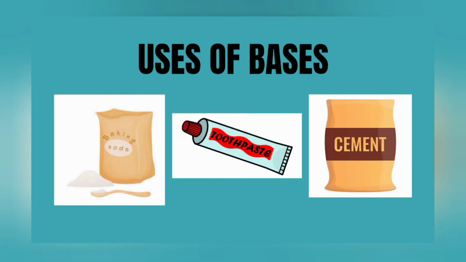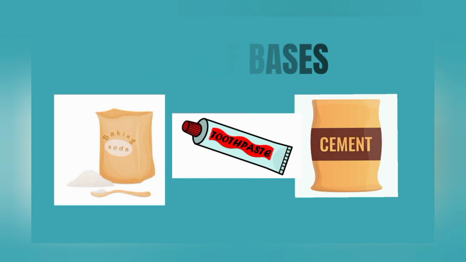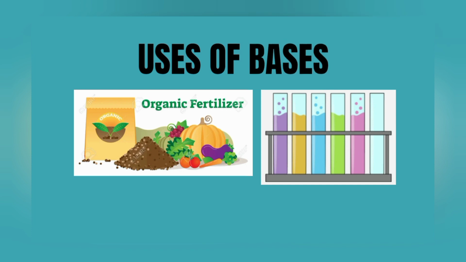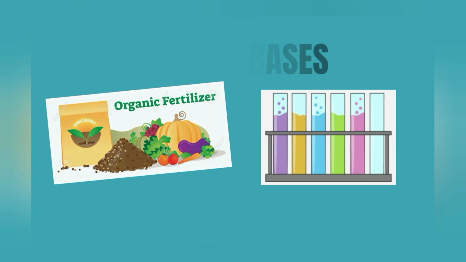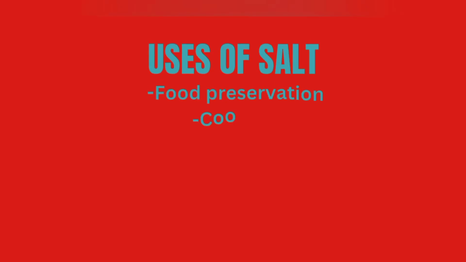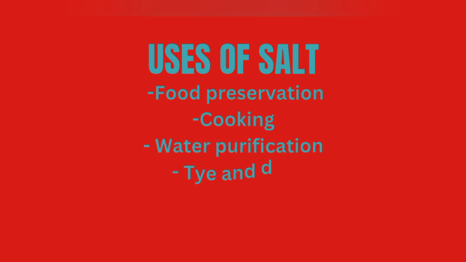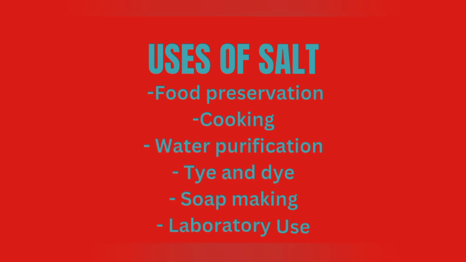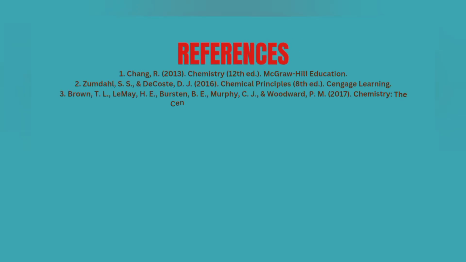They are also used in the production of baking soda, your toothpaste, as well as cement. They are also used in the production of fertilizers, as well as being useful in the lab for lab activities. The use of salt stretches from our home front to the industrial. It is used in cooking, in flavoring our meals, in food preservation, purification of water, tie and dye, soap making, and laboratory use.